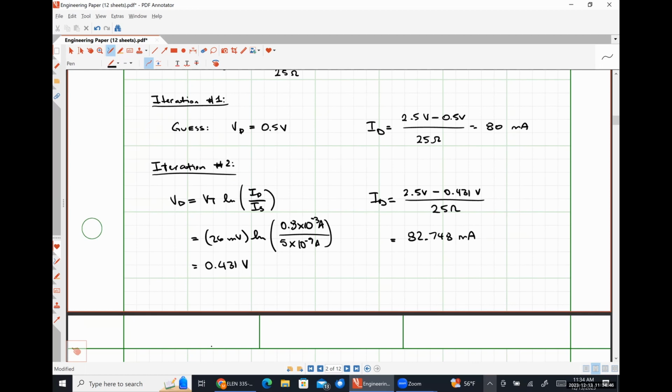Yeah, 80 times 10 to the minus 3. Thank you. Yep, I just wrote it down wrong. I put literally in my work 80 milliamps. I wasn't putting everything in terms of base units. So just total brain fart. Thank you.